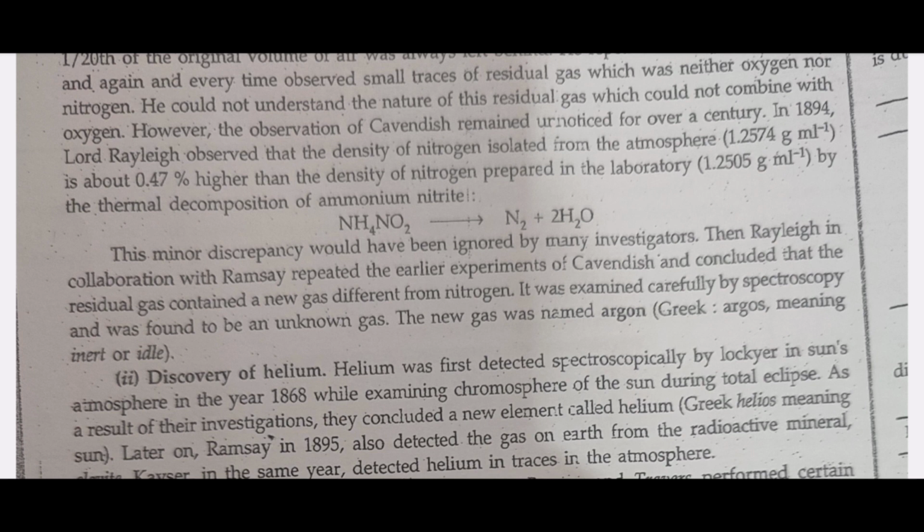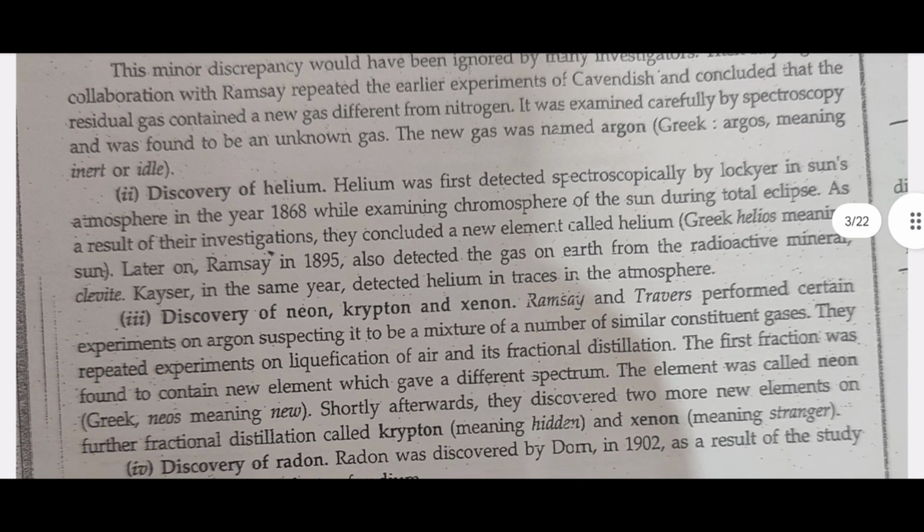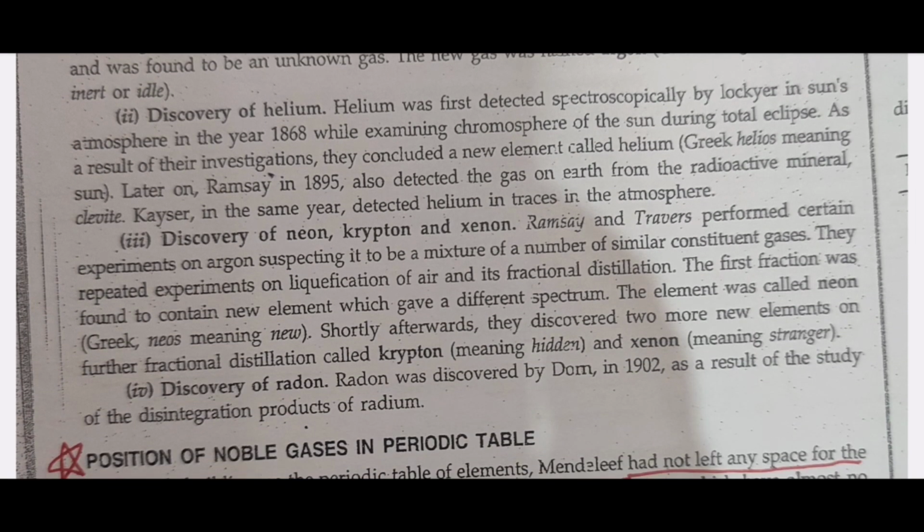Rayleigh, in collaboration with Ramsay, repeated the earlier experiment of Cavendish and concluded that the residual gas contained a new gas different from nitrogen. It was examined carefully by spectroscopy and was found to be an unknown gas. The new gas was named argon.